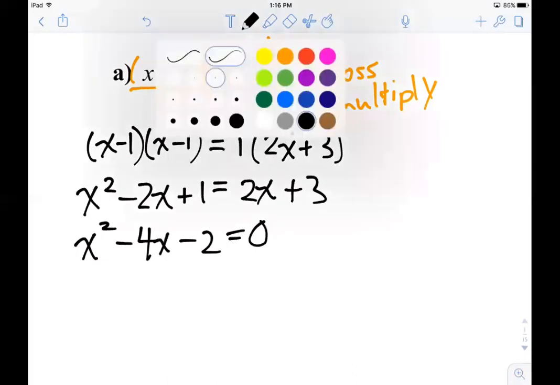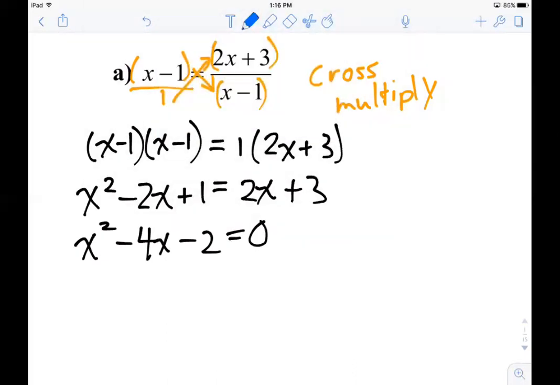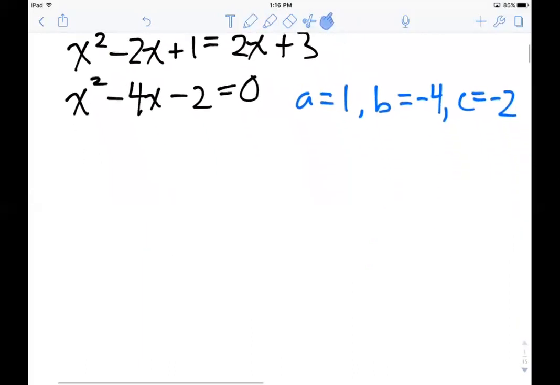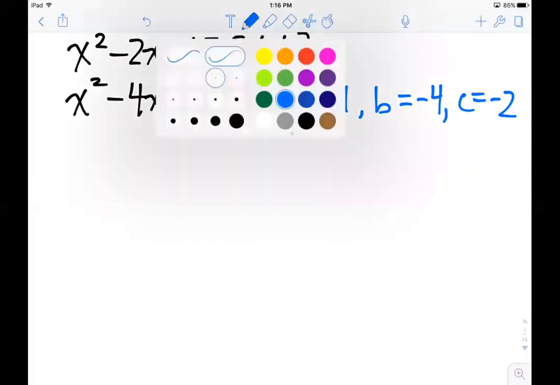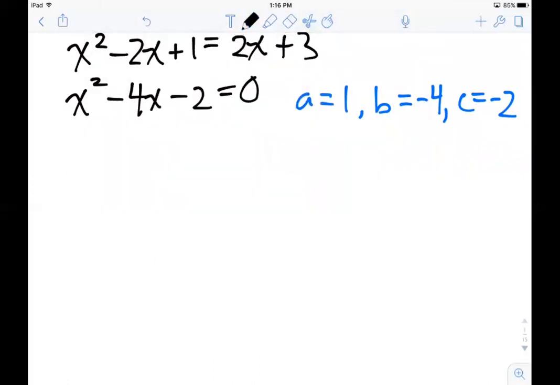So with that in mind, that means my a value is equal to 1. My b value is going to be equal to negative 4. Careful, the negative in front's important. And the c value, once again, be careful of the negative, is negative 2. Those are the values that get substituted in to my quadratic formula. So let's see where that takes us.